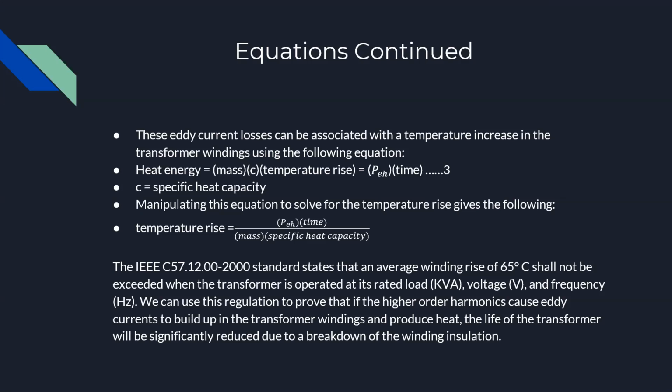So the IEEE standard states that an average winding rise of 65 degrees Celsius shall not be exceeded when the transformer is operated at its rated load. We can use this regulation to prove that if the higher order harmonics cause eddy currents to build up in the transformer windings and produce heat, the life of the transformer will be significantly reduced due to a breakdown of the winding insulation.